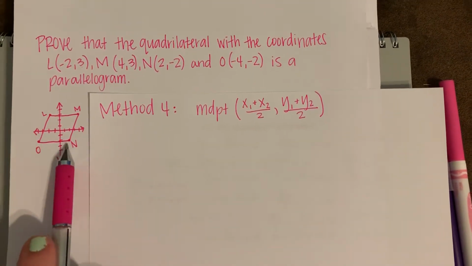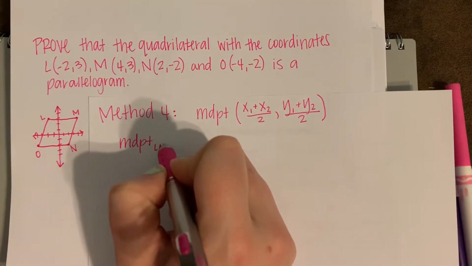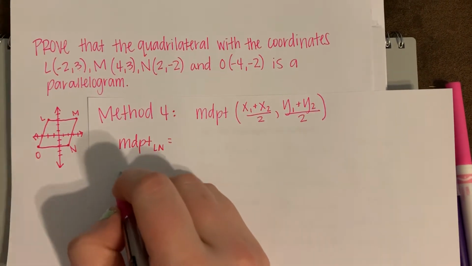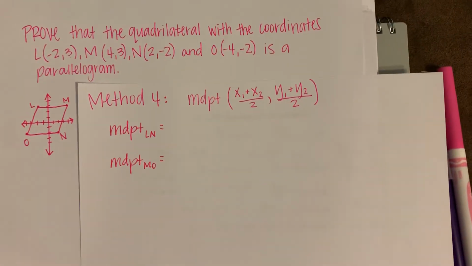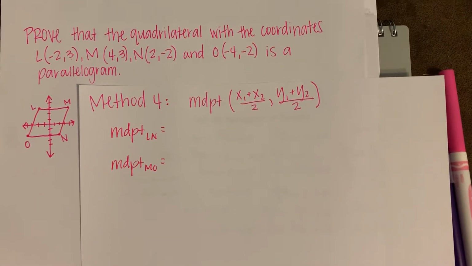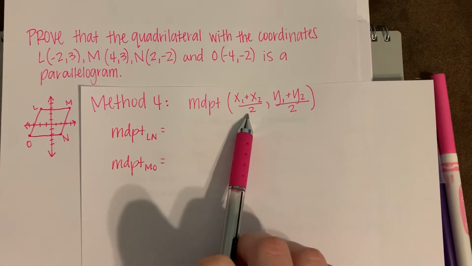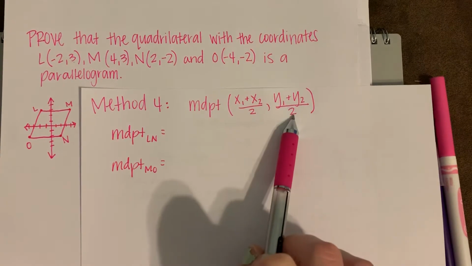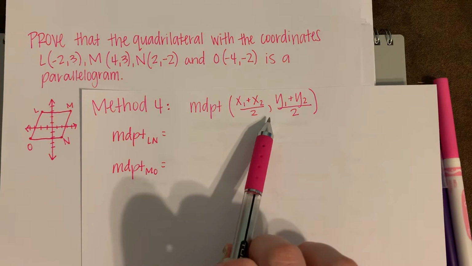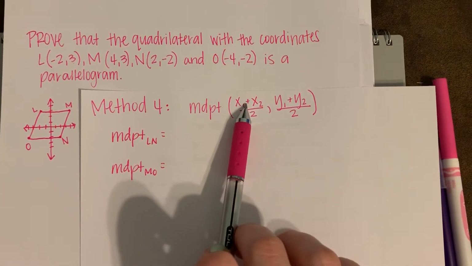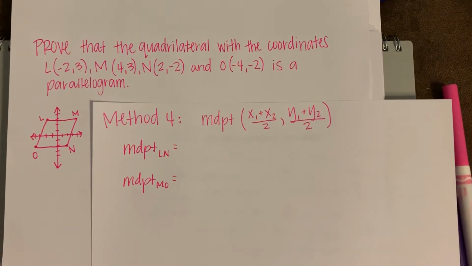The diagonals here are LN and MO. Okay, essentially when you find the midpoint, you're just finding the average, the middle. So all you're doing is adding your two x values, dividing by 2. Adding your two y values, dividing by 2. You cannot put this whole thing in the calculator. There's no comma or anything like that. You need to enter this as a fraction, get your answer.